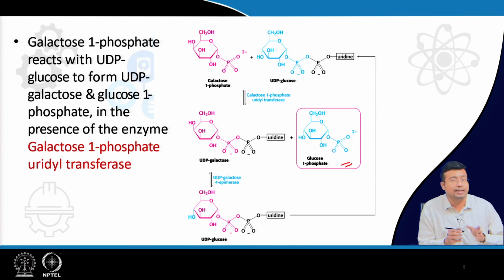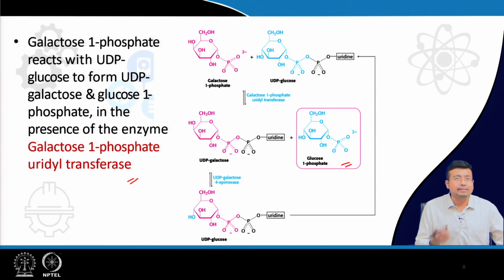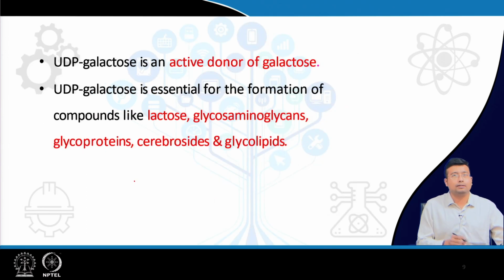Glucose 1 phosphate, mind it, is often spelt wrongly, in the presence of galactose 1 phosphate uridyl transferase. So, what happens next? Up to this I hope it is clear.